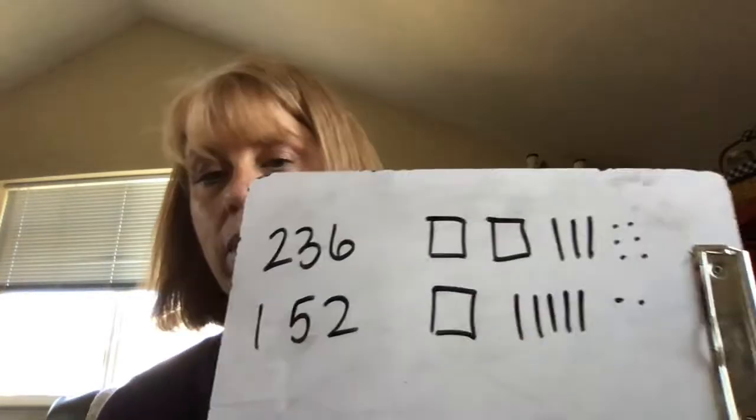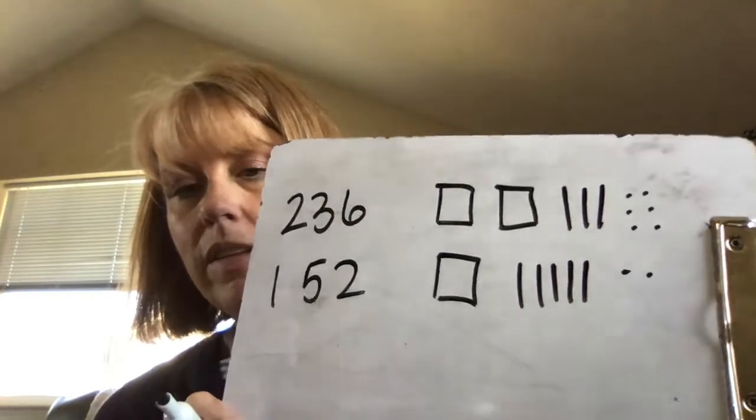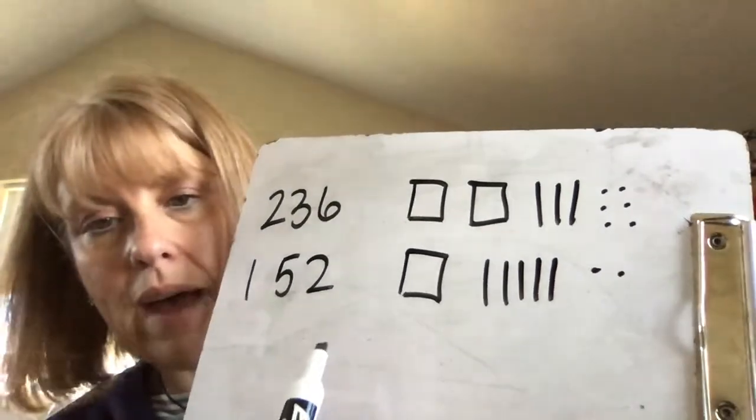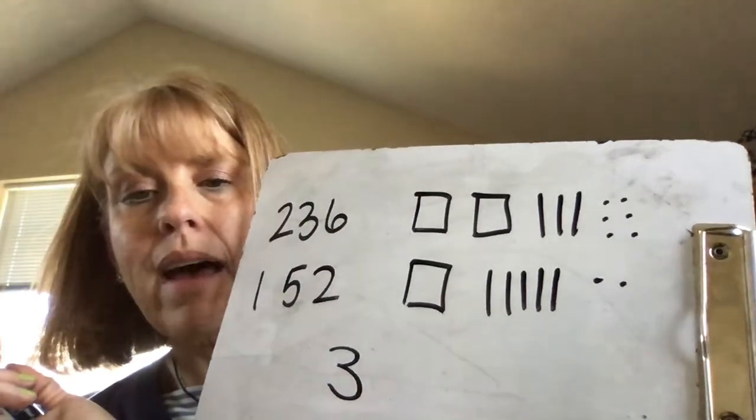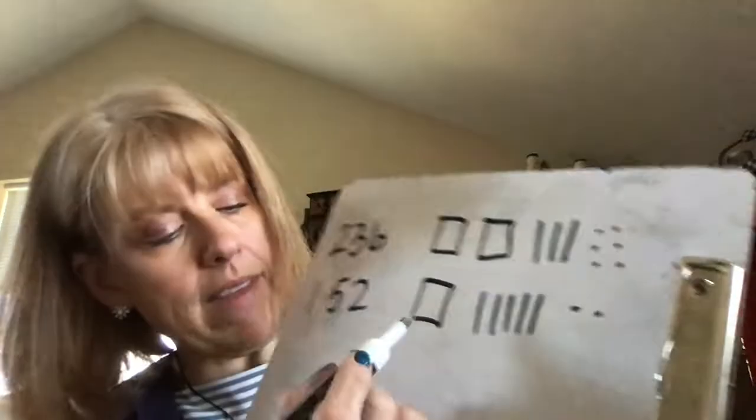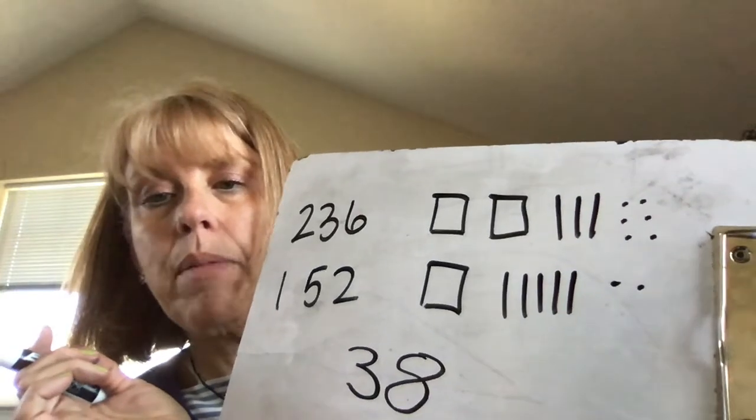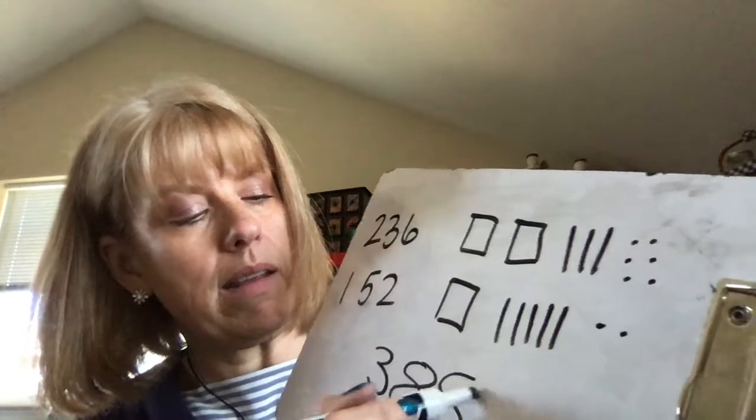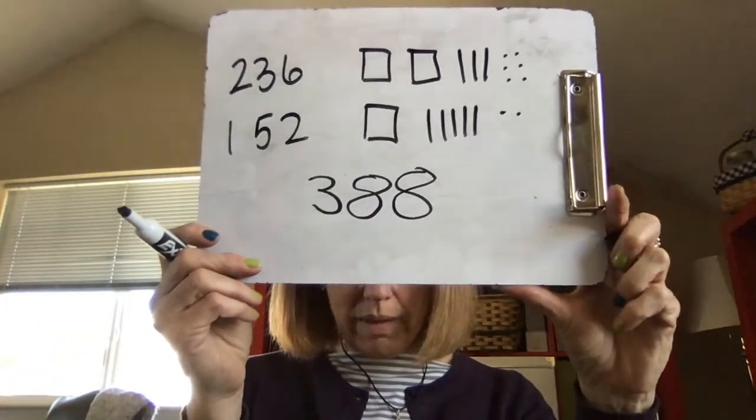Okay, so this is one way you could have done it. 236 plus 152. Now I just have to add all my things together. How many hundreds do I have? I have 3 hundreds. How many 10s do I have? 1, 2, 3, 4, 5, 6, 7, 8 10s. How many 1s do I have? 6, 7, 8. Altogether, there are 388 animals.